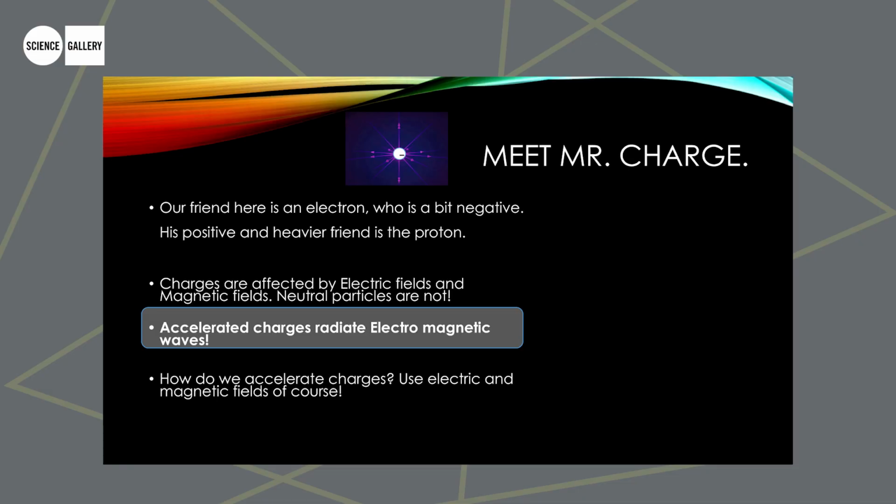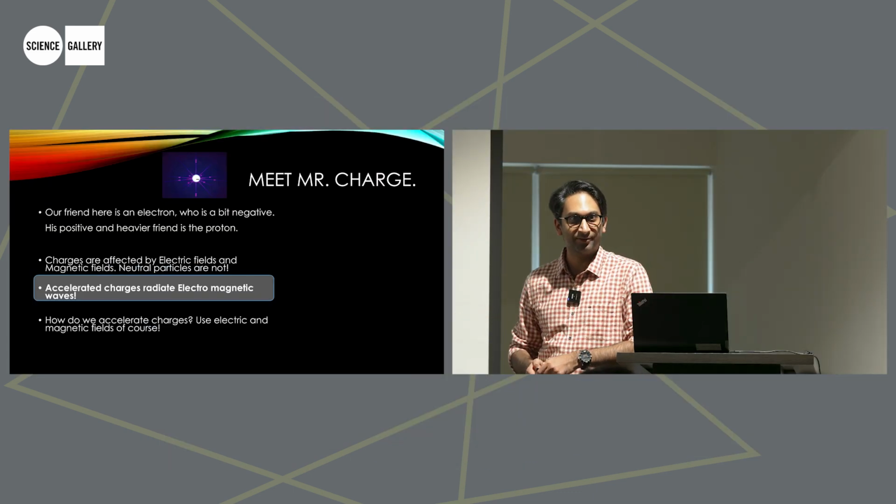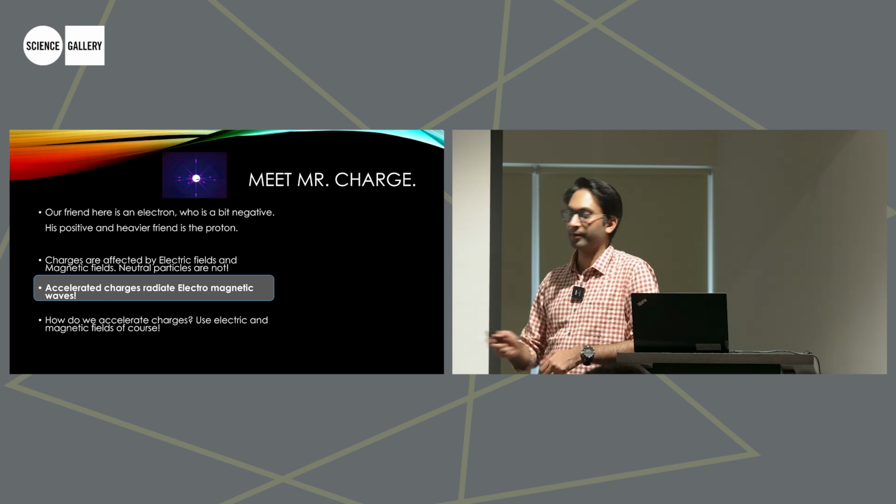So, how do we accelerate charges? If you want to accelerate someone, you go and kick them, right? They suddenly get a jerk, move forward and fall. That's an acceleration. But how do you do it for charges? You can't tie a string and pull it fast. You accelerate it through electric and magnetic fields.